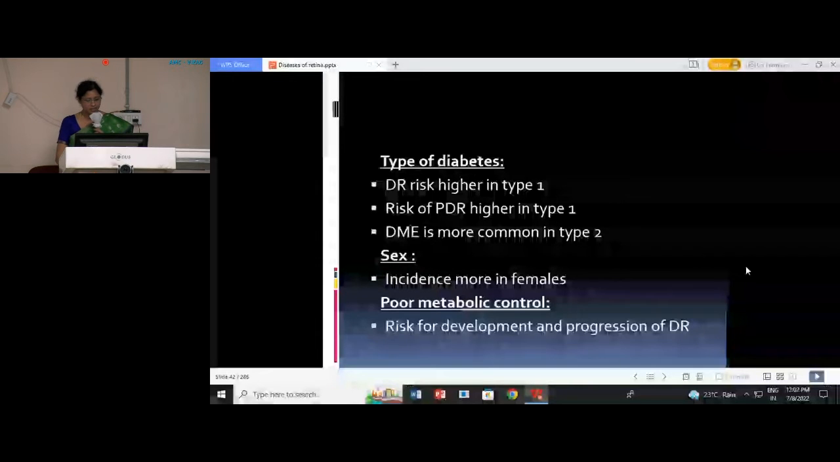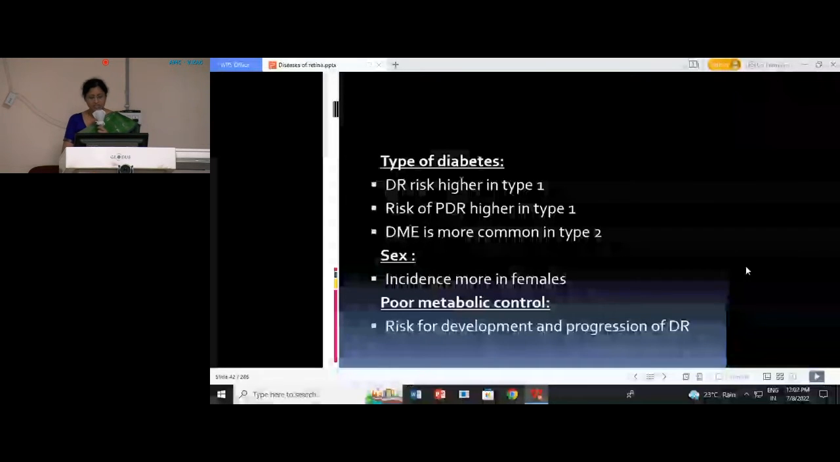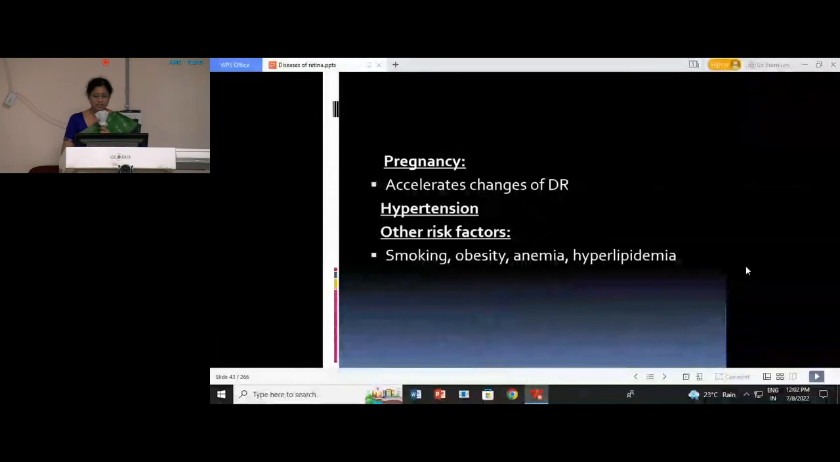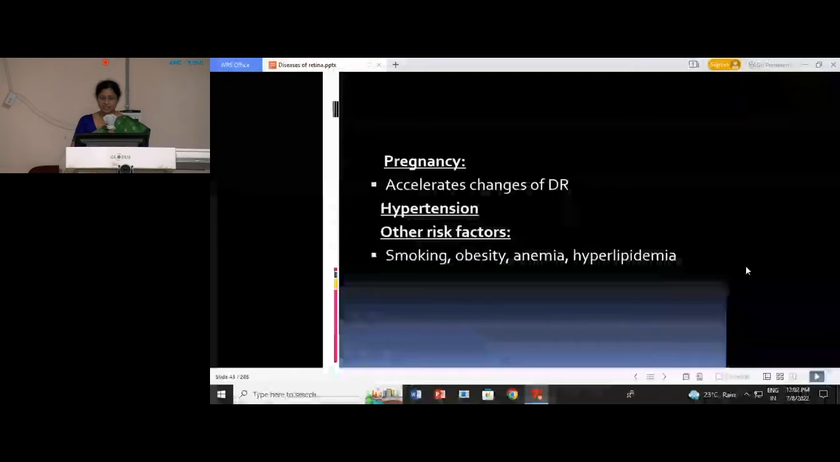Then the next risk factor is poor metabolic control. It is a risk factor for development as well as progression of diabetic retinopathy. Then there are other risk factors like pregnancy, hypertension, smoking, and obesity. These are the other risk factors for development of retinopathy.